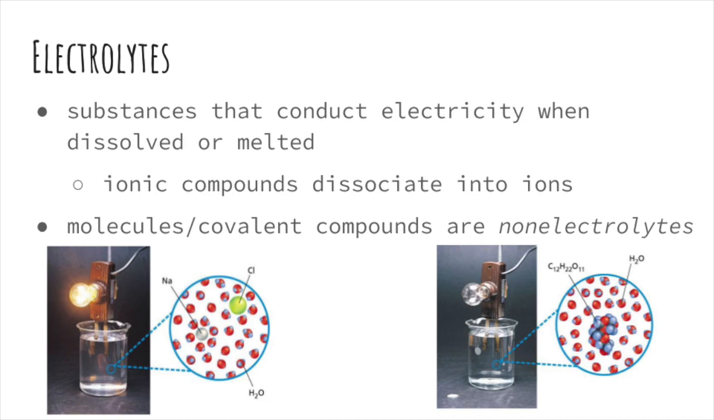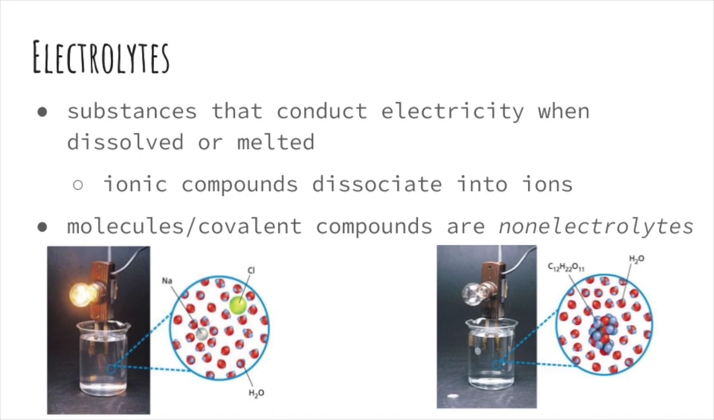Recall that an electrolyte is any substance that will conduct electricity when dissolved or melted. Ionic compounds are considered electrolytes because they will conduct electricity when dissolved in water. This is because they will dissociate into individual ions. These charged particles can freely move around and carry electric current throughout the solution. The submicroscopic view on the left shows the ions of dissolved sodium chloride, which can conduct electricity.